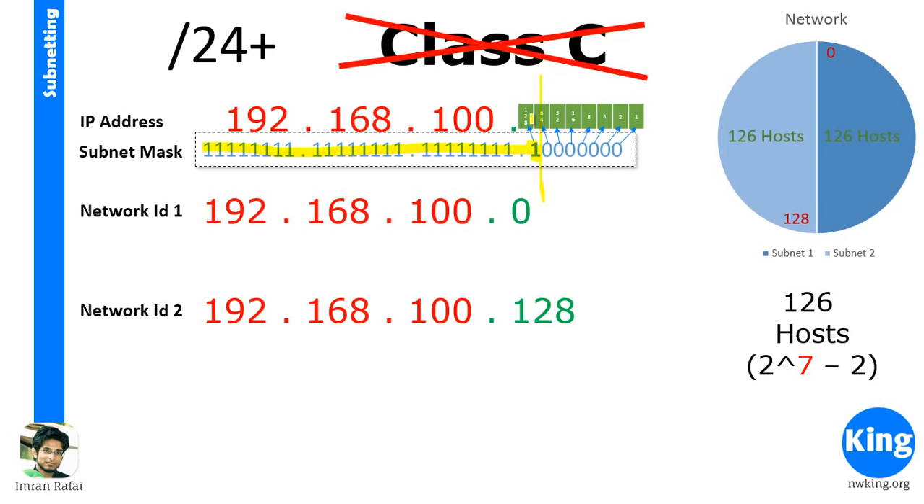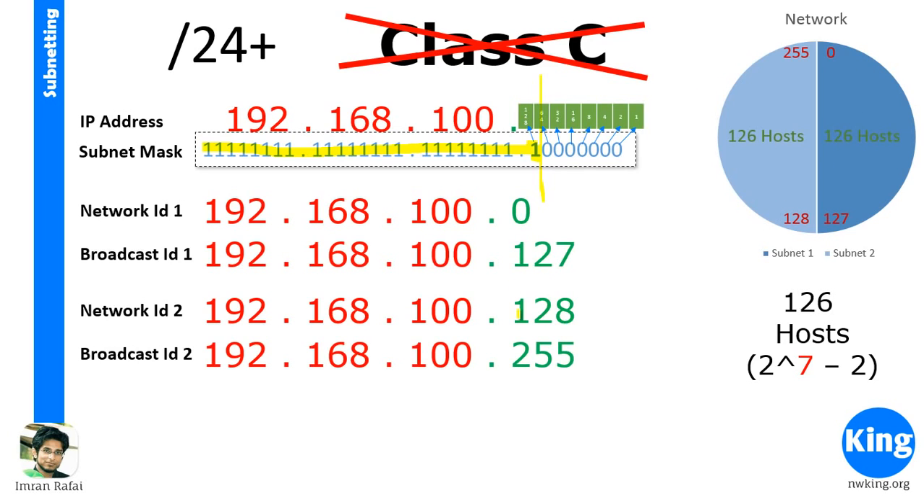To get the second network ID, all you do is add the place value. So the network ID of your second subnet is 192.168.100.128. How do we get the broadcast ID of these subnets? You just subtract 1 from 128, so it is 127. That's the broadcast ID of the first subnet, and of course you can't go beyond 255, so 255 is the broadcast ID of the second subnet. That's all there is to subnetting.